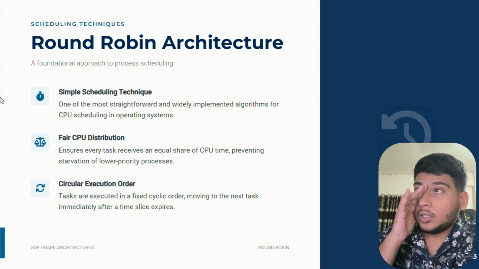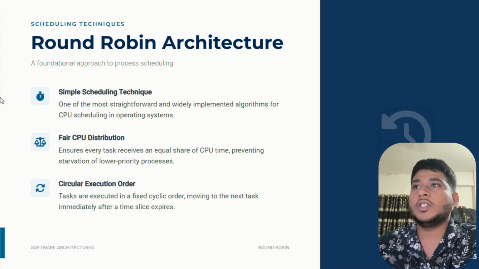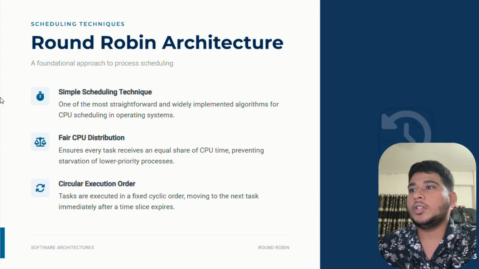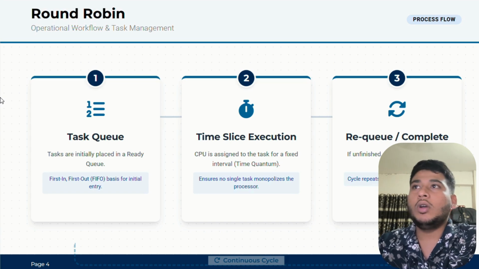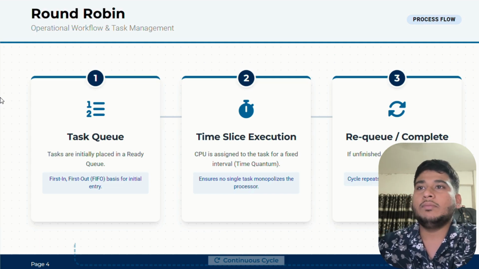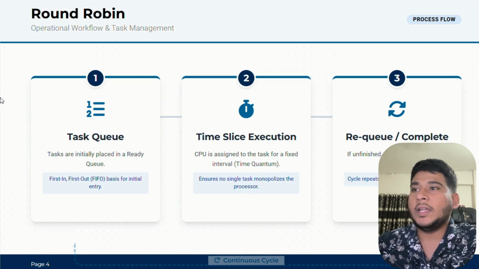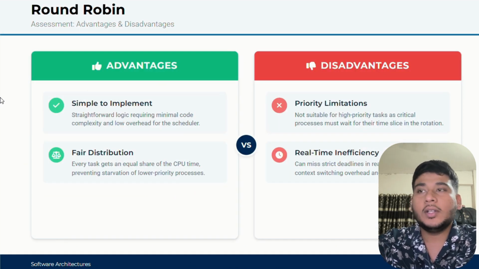Now, let's talk about round-robin architecture. It's a foundational approach to process scheduling. It's a simple scheduling technique with fair CPU distribution and circular execution order. The operational workflow of round robin is: first there is a task queue, time slice execution, requeue, complete. It works like FIFO, first in first out, for initial entry. It ensures no single task monopolizes the processor.